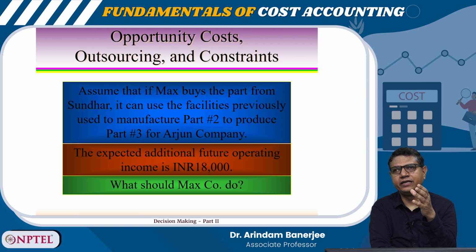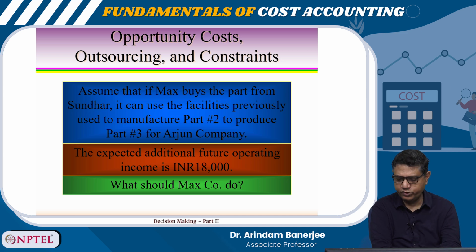So it has a facility, an underutilized facility, and initially he was trying to understand whether it can be used for part 2 production, or whether part 2 production can be outsourced, and he got an offer from a company, Sundar and company. And if it outsources to Sundar and company, then that facility will remain vacant, remain idle. Now it is thinking, why keep it idle? Let's produce another part, which is part 3, for another company, Arjun company. And if it does so, then it can make an additional operating income of 18,000.